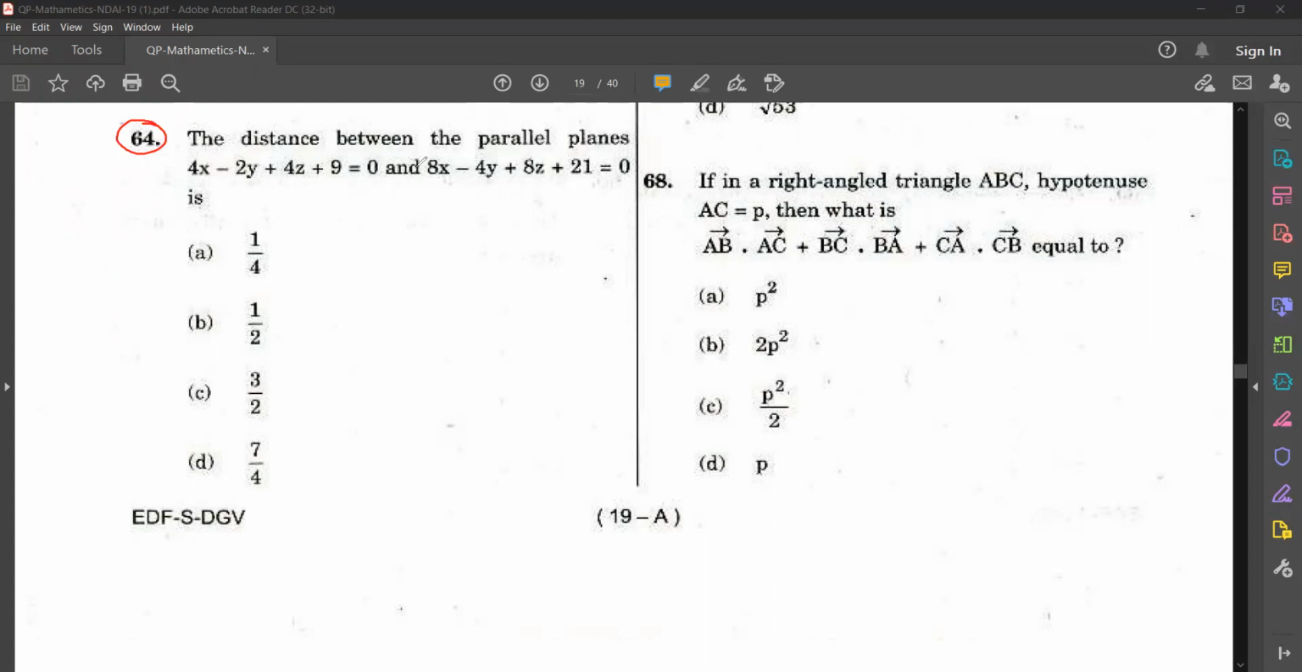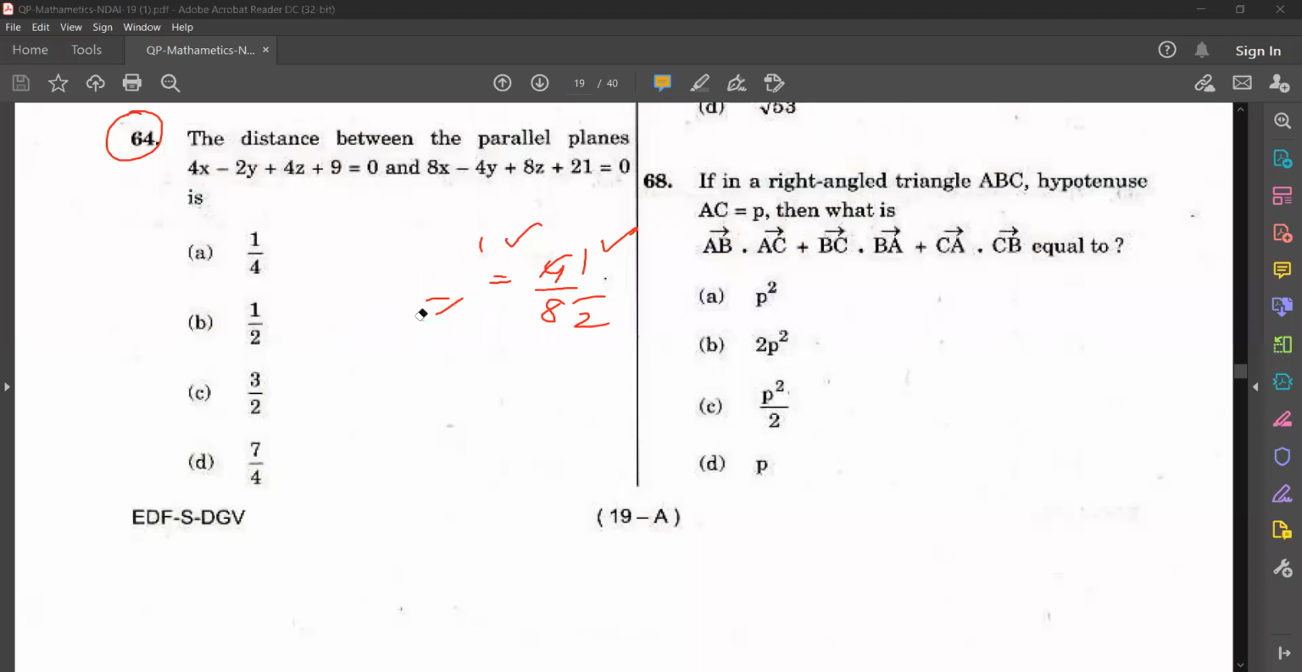So they have given that these are parallel planes. How can you identify whether the planes are parallel if not given? Here they are given, these are parallel planes. But if they are not given, how to identify that? See, if they are parallel planes, the coefficients will be proportional. 4, 8, double is there. Minus 2, minus 4. 4, 8. So the ratio is same, isn't it? 4 by 8 equal to minus 2 by minus 4 equal to 4 by 8, that is 1 by 2, 1 by 2, 1 by 2. So if these ratios are same, we can say that these two planes are parallel.